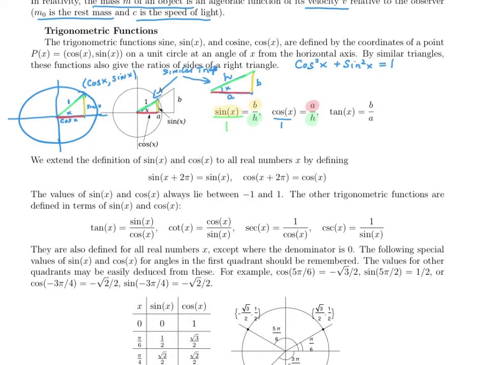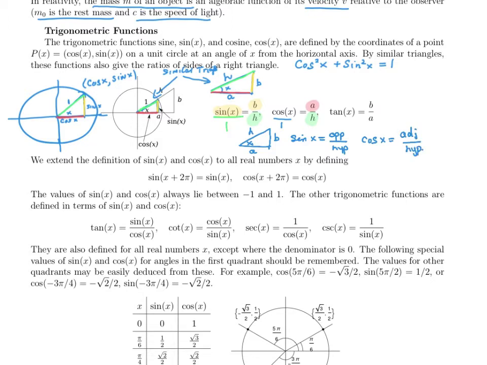We don't have to rely entirely on the unit circle. If someone gives me a right-angled triangle with a hypotenuse of any length and an angle x in the corner, then sine of x is the opposite over the hypotenuse, and cosine of x is the adjacent over the hypotenuse.